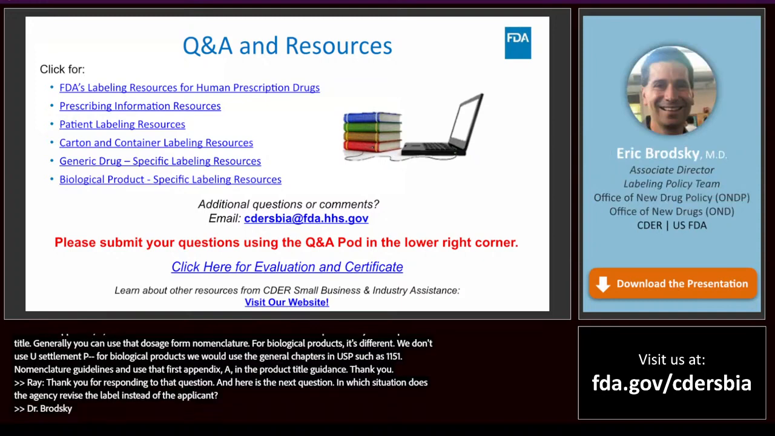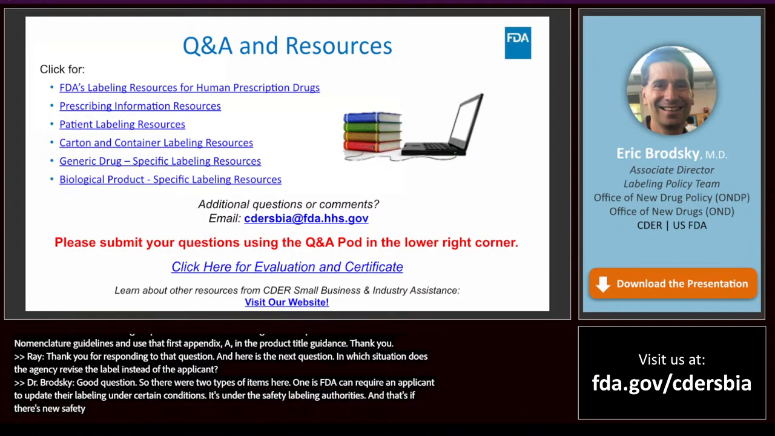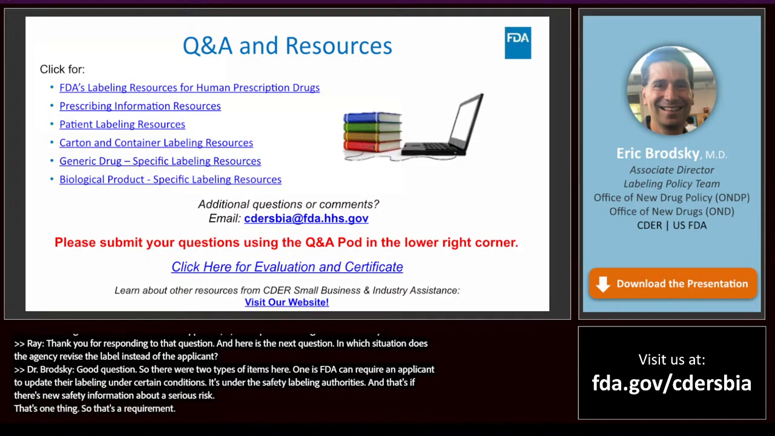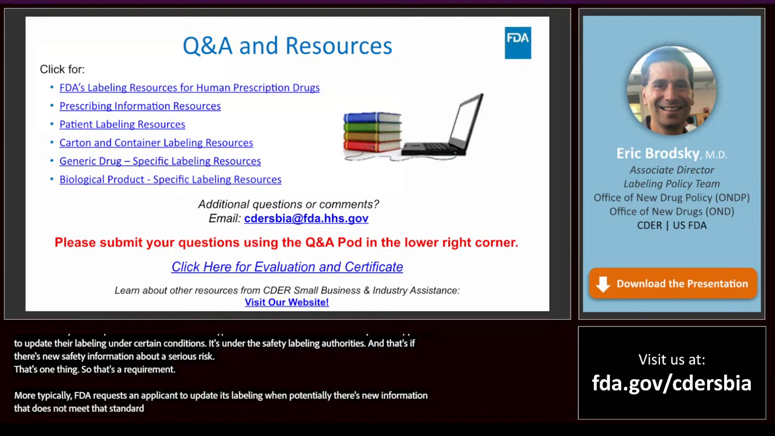Good question. So there are two types of items here. One is FDA can require an applicant to update their labeling under certain conditions. It's under FDA safety labeling authorities, and that's if there's new safety information about a serious risk. That's one thing, so that's a requirement. More typically, FDA requests an applicant to update its labeling when potentially there's new information that does not meet that standard, as I talked about. So there are two mechanisms for FDA to update labeling.